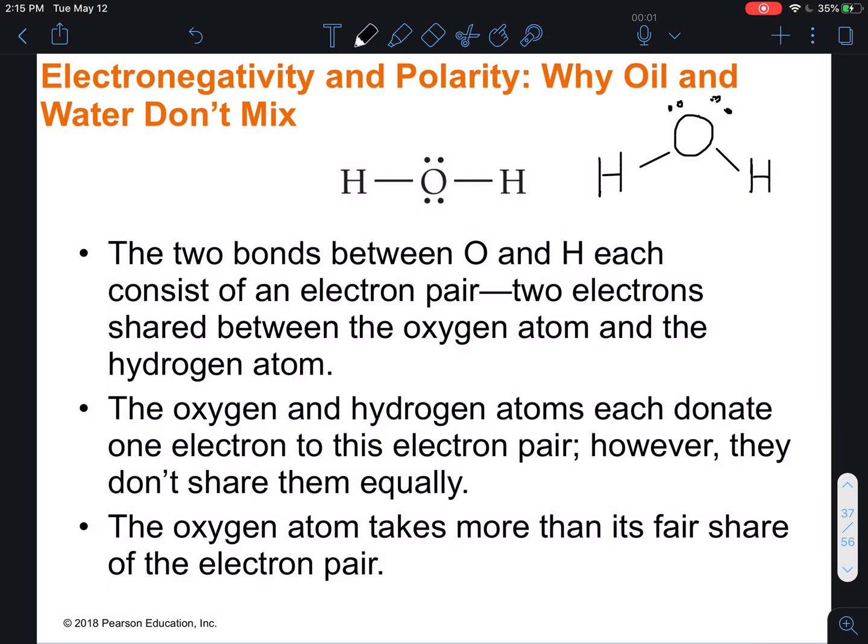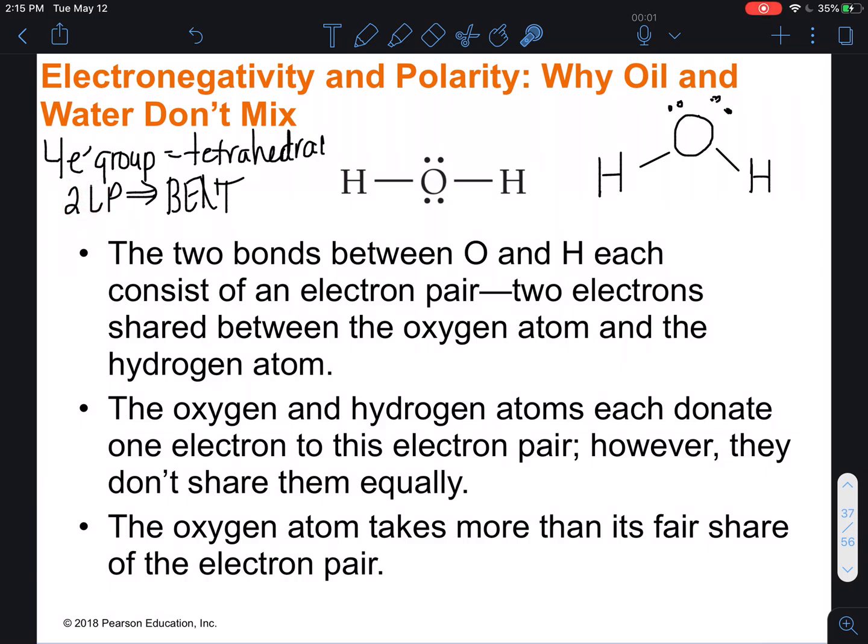Around the central atom, which is oxygen in water, it has 4 electron groups, which places it in the tetrahedral category. All right? Then we can sit back and say 2 of those groups are lone pairs. So that means that the molecule is bent. The 3D structure, that's the molecular structure of it, is bent because there are 2 lone pairs within the tetrahedral electron geometry. So this is what it looks like right here.